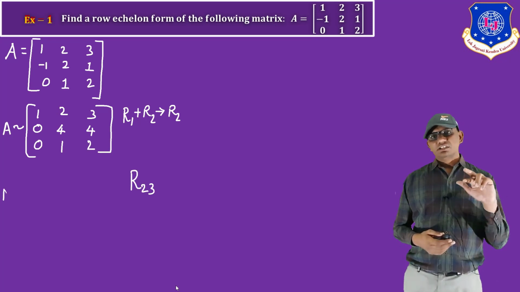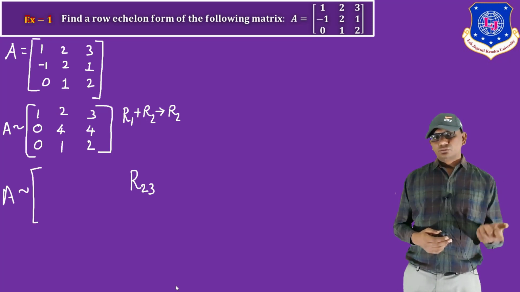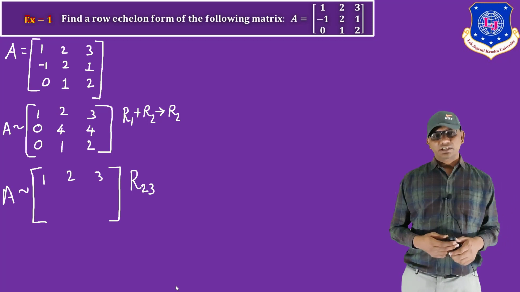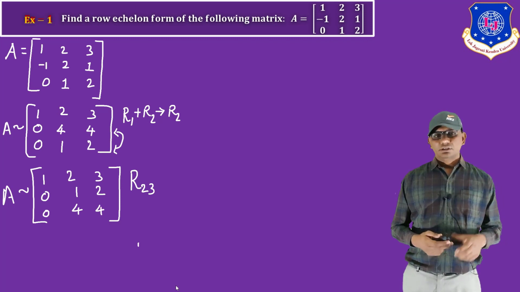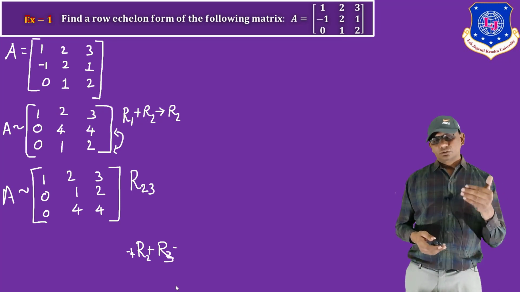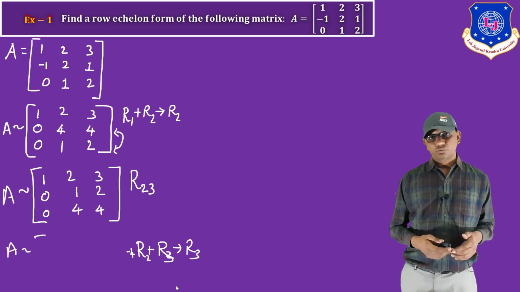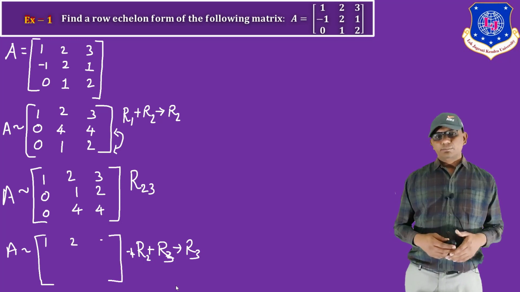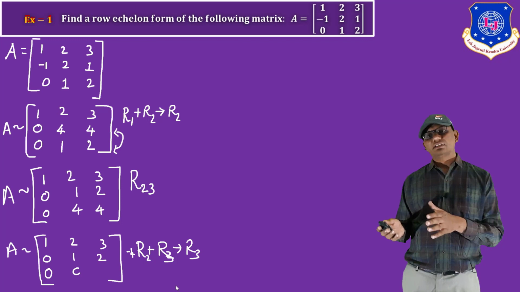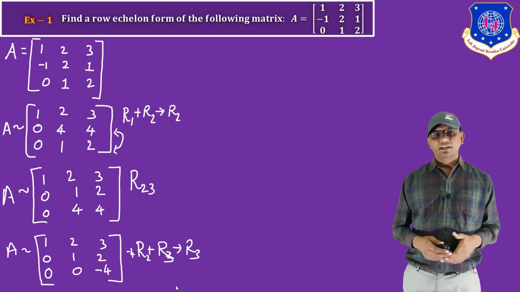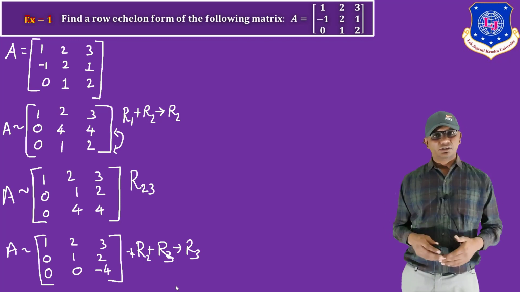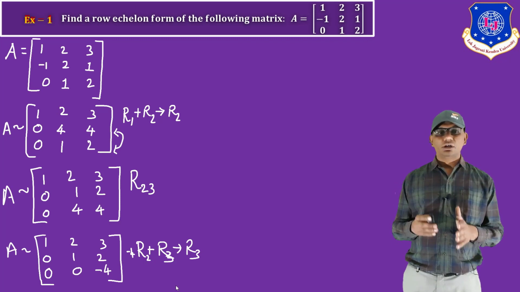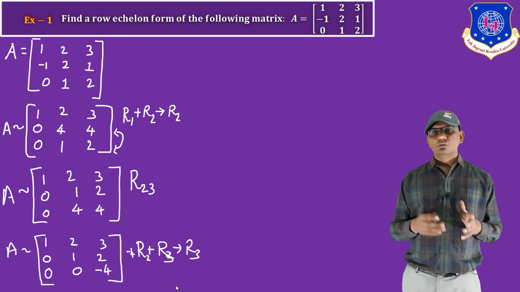Now we have to make a 1 in the second row and second column. So finally we get 1, 2, 3; 0, 1, 2; and 0, 4, 4. Now we have to make a 0 in place of the 4. So we apply R3 = minus 4 R2 plus R3 on the third row, and then we get our final situation: the first row is 1, 2, 3, the second row is 0, 1, 2, and the third row is 0, 0, minus 4.